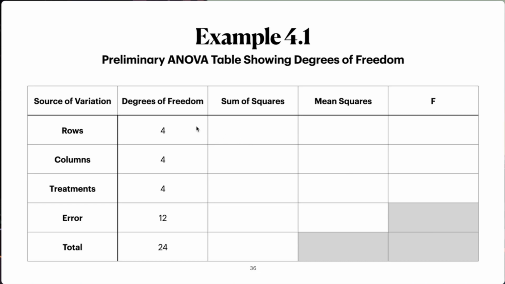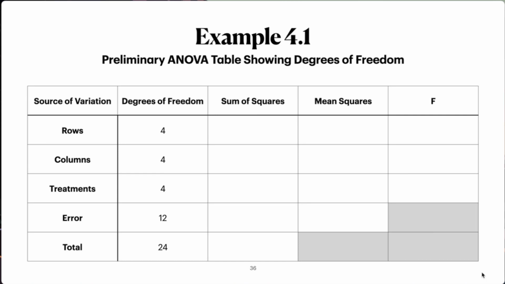And the degrees of freedom for each of the row, column, and treatments would be p minus 1, 5 minus 1, or 4 in this case. We've got 25 experimental units total, so we've got 25 minus 1 total degrees of freedom. And that leaves 12 degrees of freedom left over for error.